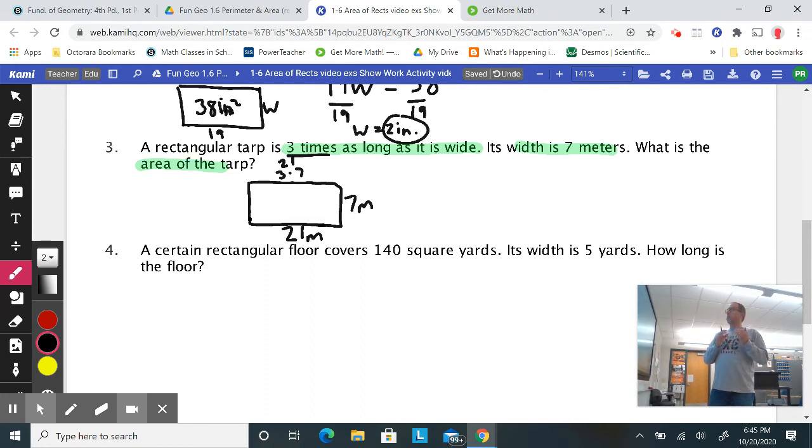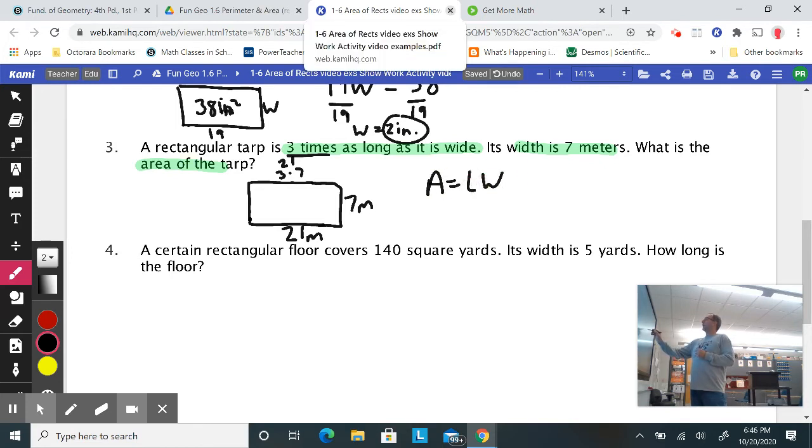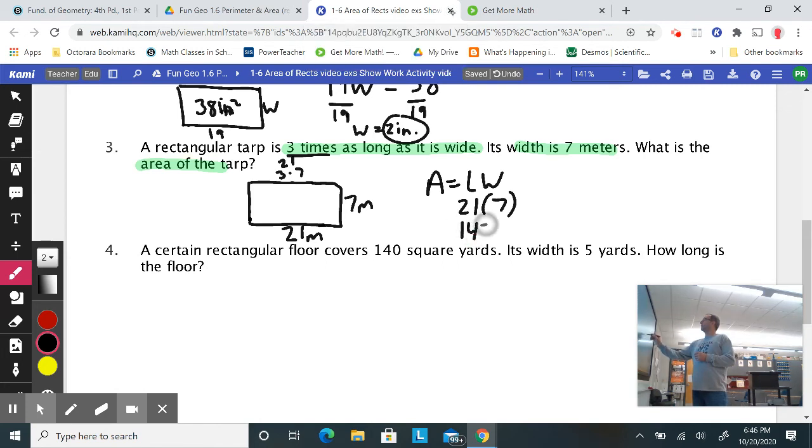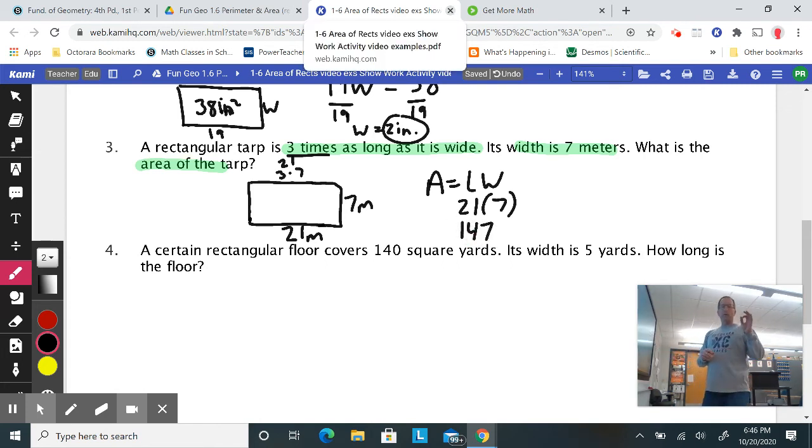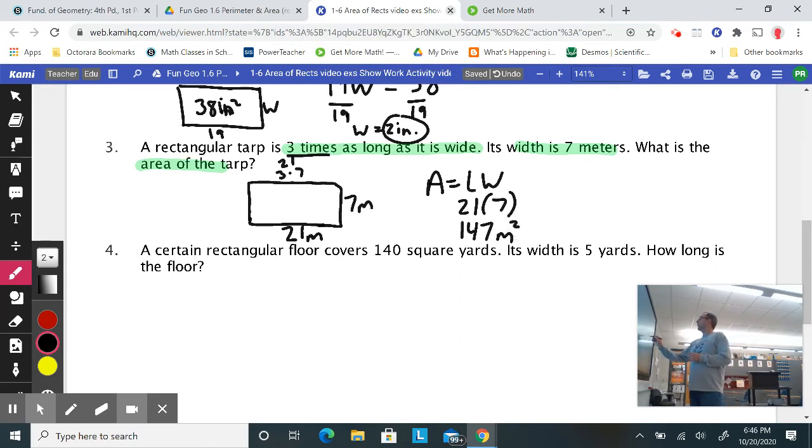And remember, for area, all we've got to do is multiply the length times the width. So now, what's the area? Area equals the length times the width. Length is 21 times the width of 7, which is 147. And area is labeled with square units, so we need to use meters squared.